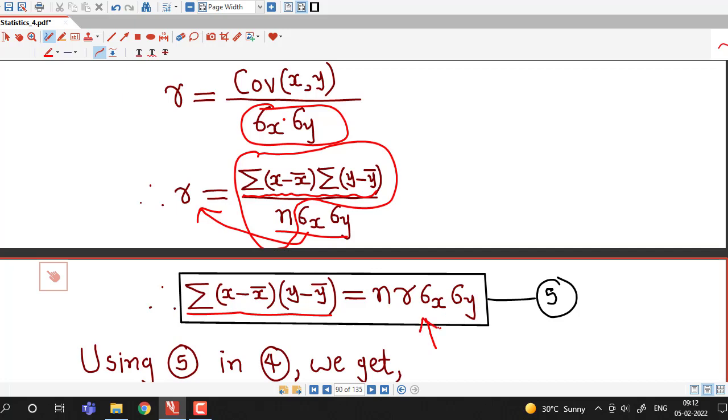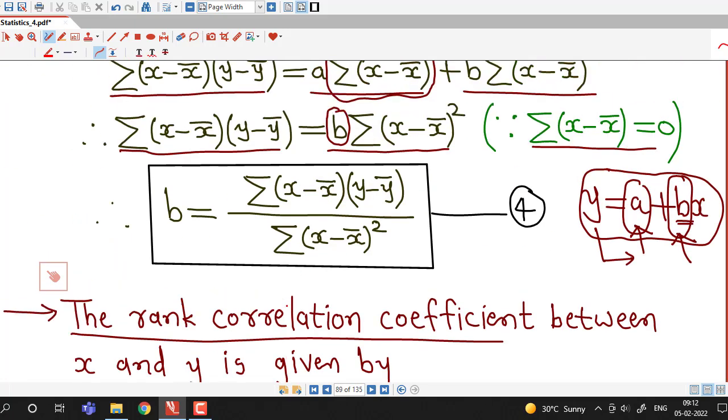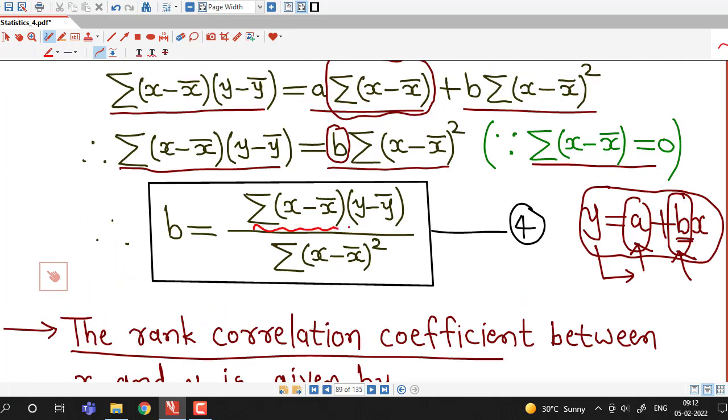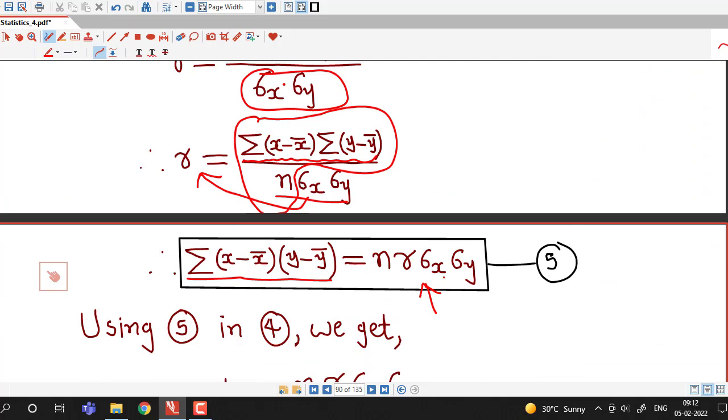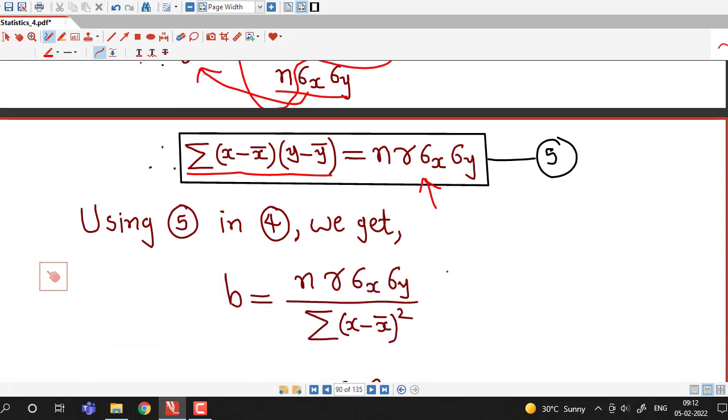Now we substitute this summation in the formula for b, which we obtained here. We write sigma x minus x bar times y minus y bar equals n r sigma x sigma y in that formula of b.